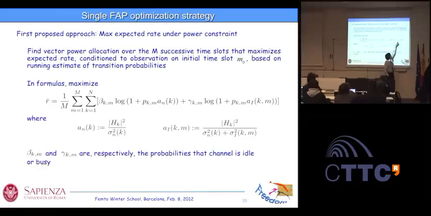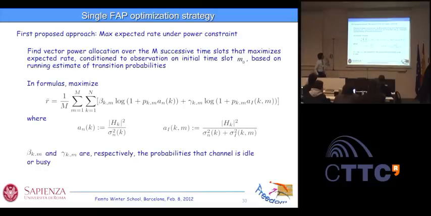the rate that we have over channel k and slot m in the situation where besides noise we also have interference. So this is the case where we have interference, and this is why we have to weight this rate with the probability that indeed there is interference there. Now the interesting part is that these coefficients are going to evolve in time according to the Markov chain model that I described before. Okay?